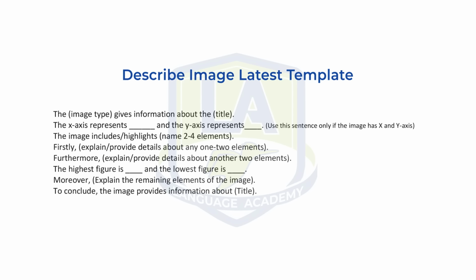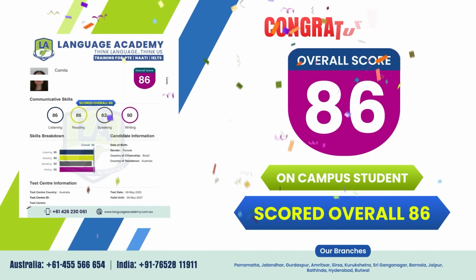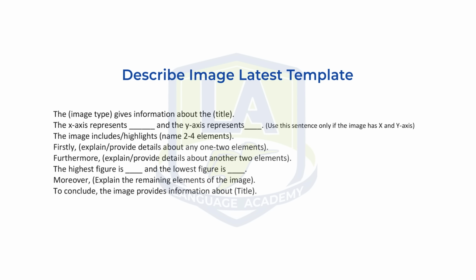Now, this is the template which I have used, which a lot of students have used recently in 2025 and have achieved a perfect score of 19 speaking. You start with the title of the image. The image or the image type gives us information about the title. So in here, image type, you can say pie chart, line chart, bar graph, whatever type of image it is. Then if it's a line chart or a bar graph, you can say what is there on the x-axis and what is there on the y-axis.